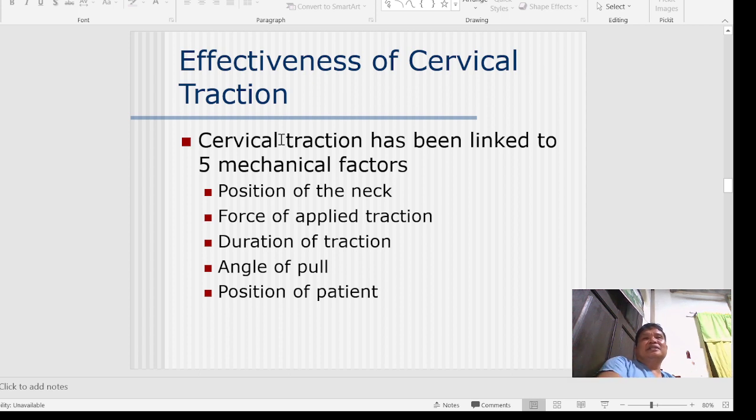These are the mechanical factors that need to be considered when you apply cervical traction. First, the position of the neck and the force of applied traction. It should be perpendicular to the head, in the position of the head. It is not perpendicular to the spine. It is perpendicular to the head, 90 degrees.